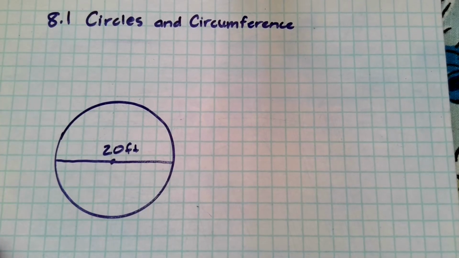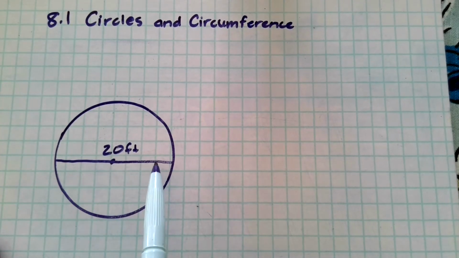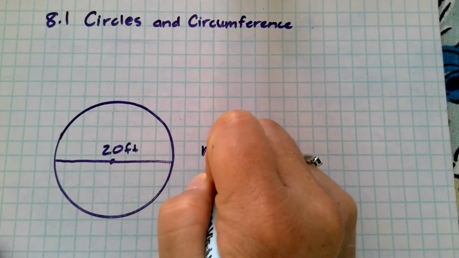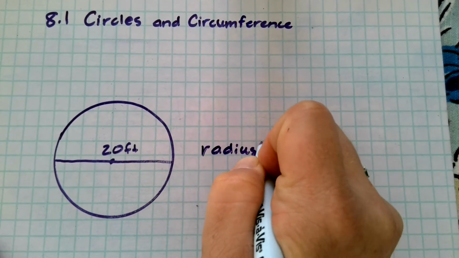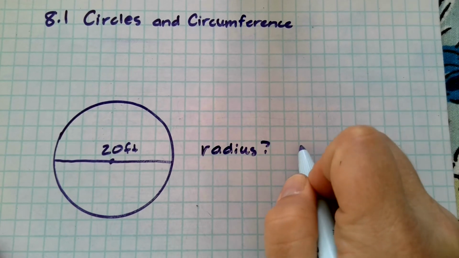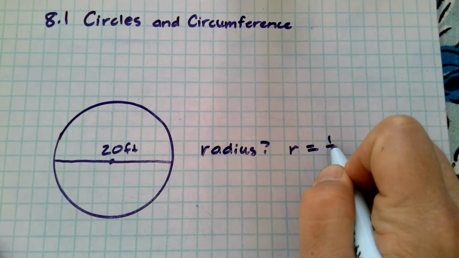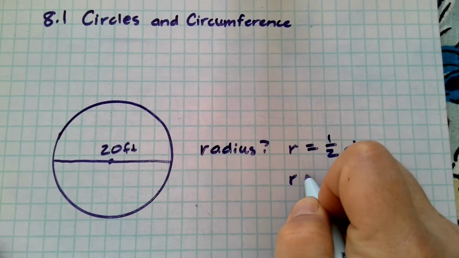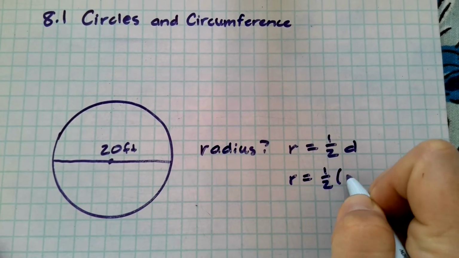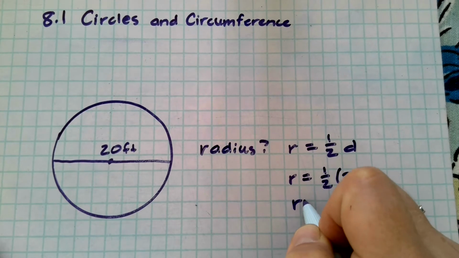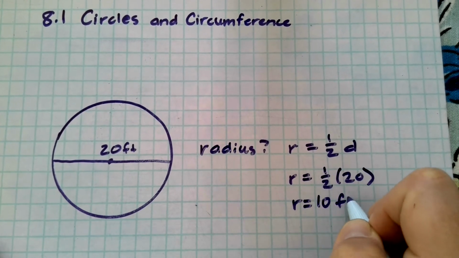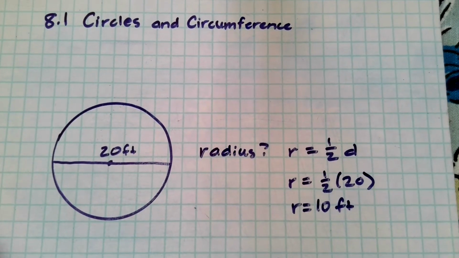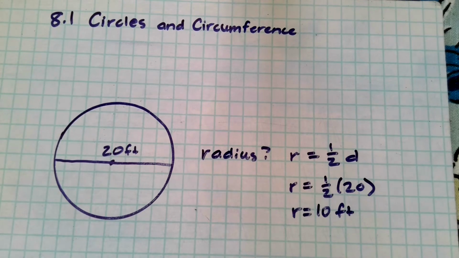Okay, so here is a problem. We have the diameter is 20 feet. What is the radius? Okay, and if you're thinking the radius is 1/2 of the diameter, you are exactly right. So we're going to say radius is equal to 1/2 of 20. So the radius here would be 10 feet. And it's a story problem, so we always, always, always label units, right?